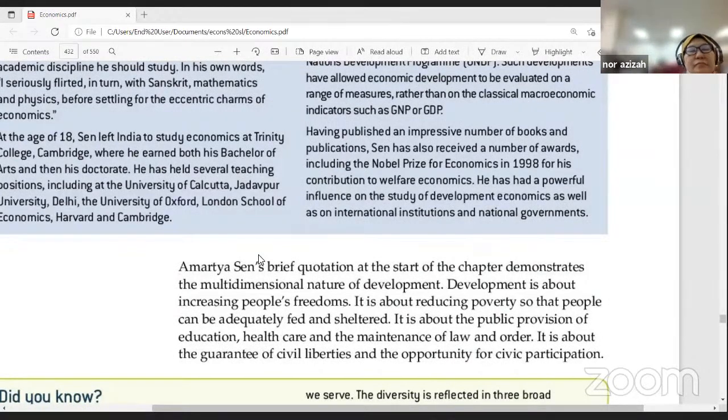Amartya Sen's brief quotation at the start of the chapter demonstrates the multidimensional nature of development. Development is about increasing people's freedoms. It is about reducing poverty so that people can be adequately fed and sheltered. It is about the public provision of education, healthcare, and the maintenance of law and order. It is about the guarantee of civil liberties and the opportunity for civic participation.